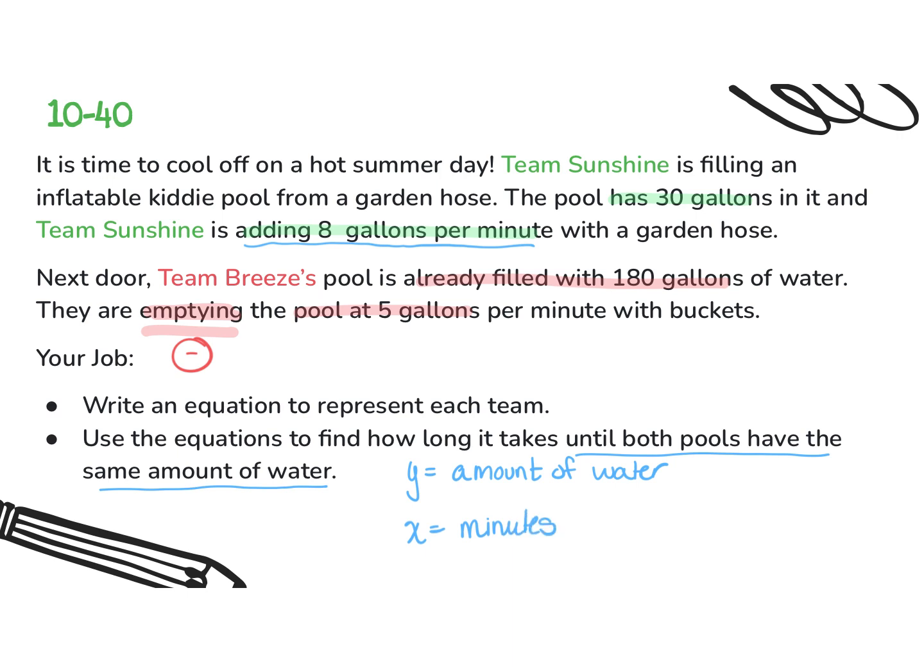Then if we go back to each of our individual equations, if we take a look at Team Sunshine, we have y, which is what we're solving for. And where does it start? It has 30 gallons to start, and it's adding 8 gallons per minute. So that's your first equation. And then if we take a look at Team Breezy, again, we're going to have y is equal to, and what's happening? We're starting with this, but we're emptying 5 gallons per minute, and we started with 180. So let's transfer both of those. We're going to move over to the next slide, and we're going to solve.